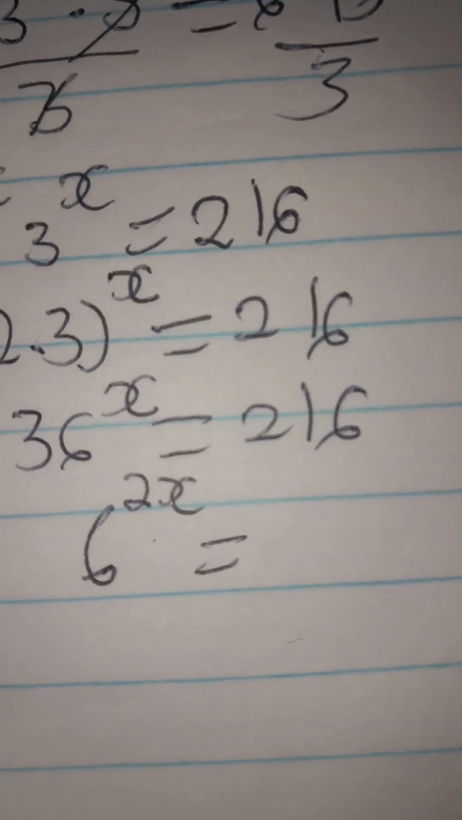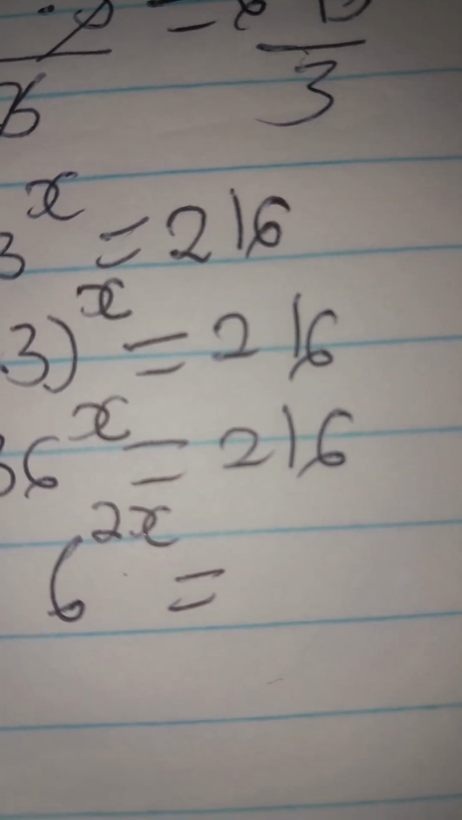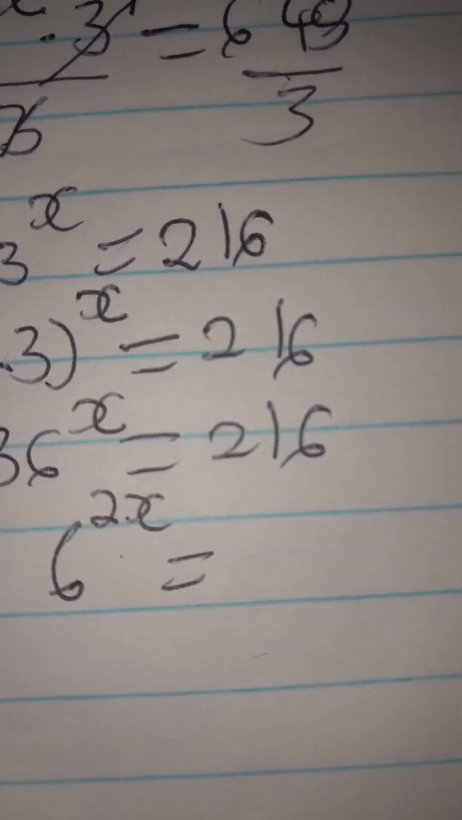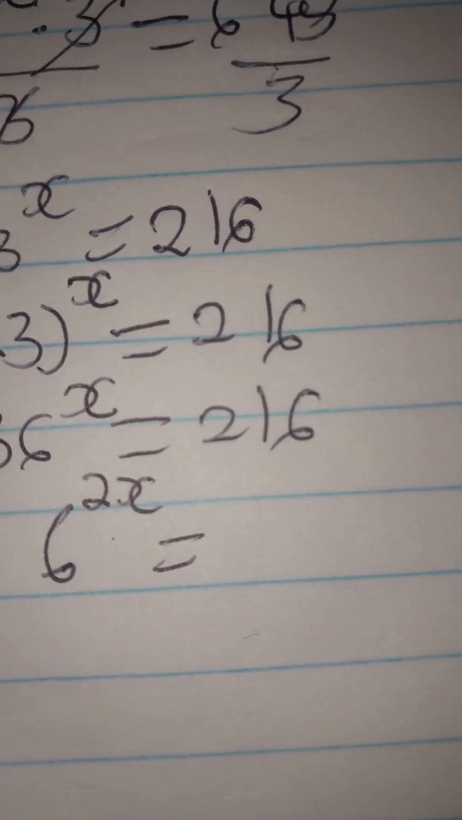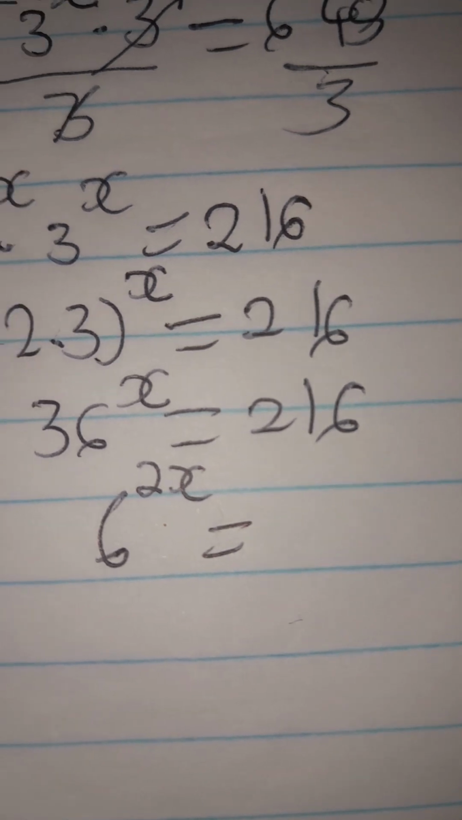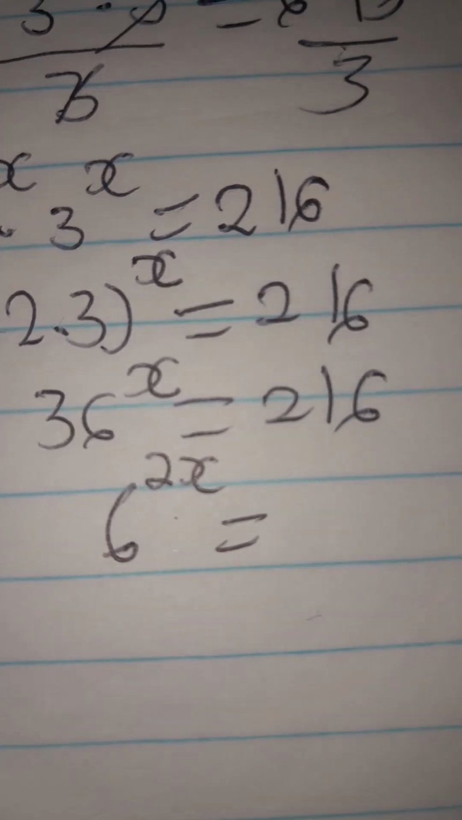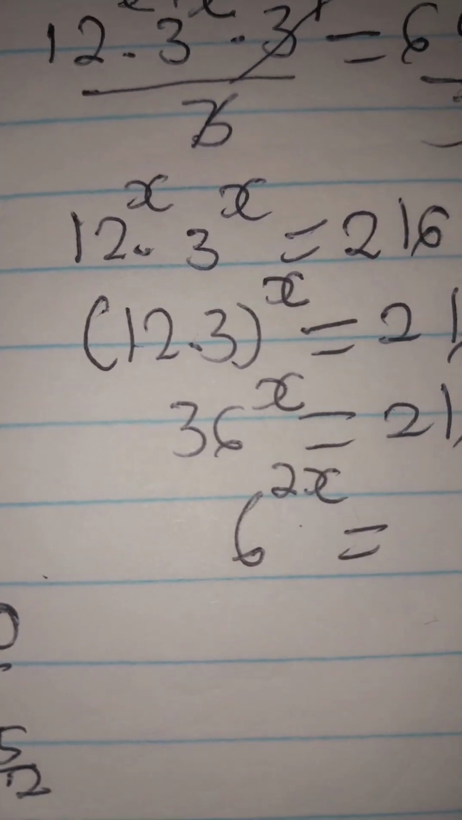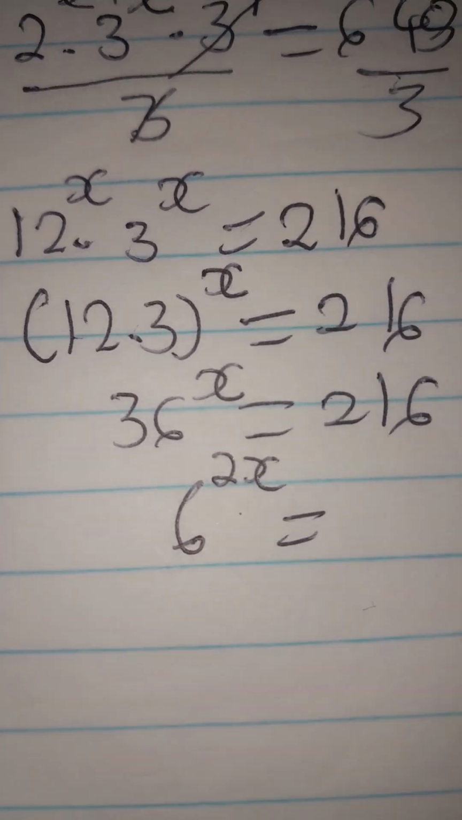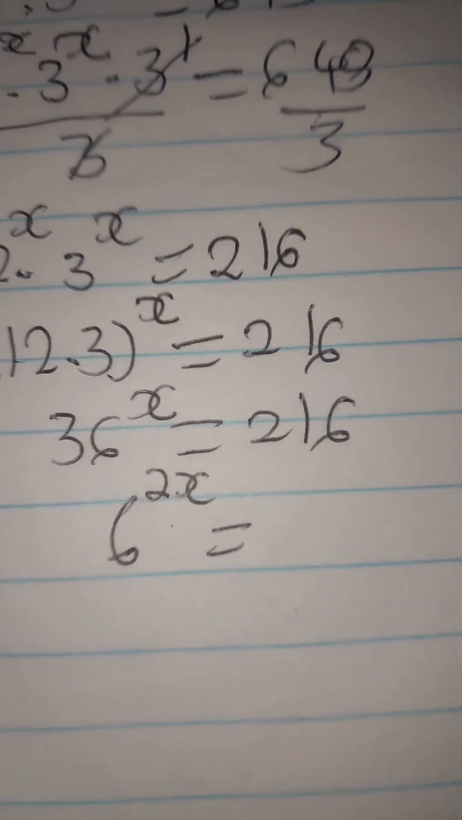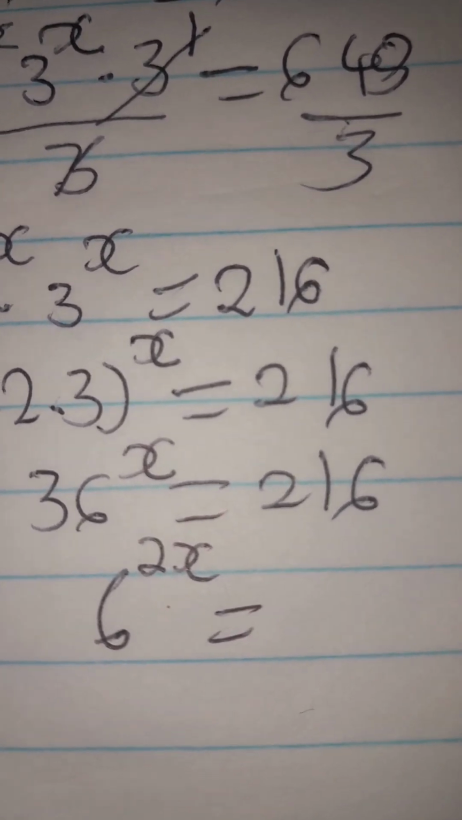Then let's change 216 to an exponential equation. If you're using a Casio calculator, just punch 216, then shift factor. Let me see, 648 divided by 3. Let's punch our calculator so that we confirm whether we did right or wrong.